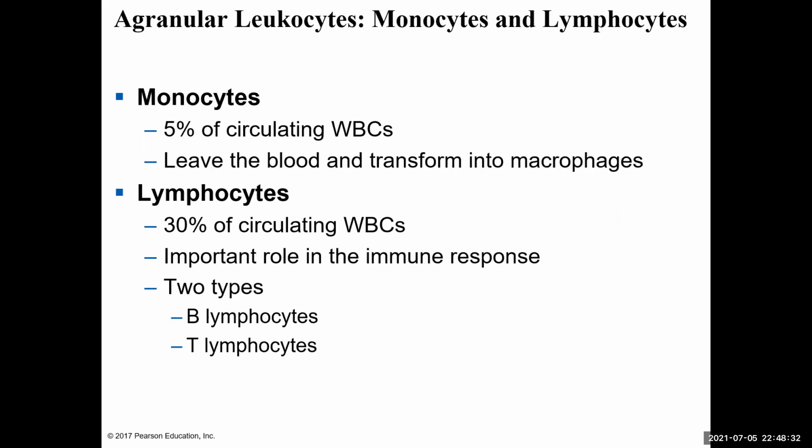Agranular leukocytes, which are the second category of white blood cells, consist of two different cells, monocytes and lymphocytes. Monocytes make up about 5% of that total 1% of white blood cells. And they actually leave the blood and transform into macrophages that will then go around and take up different cellular components in the body, and break down those cellular components.